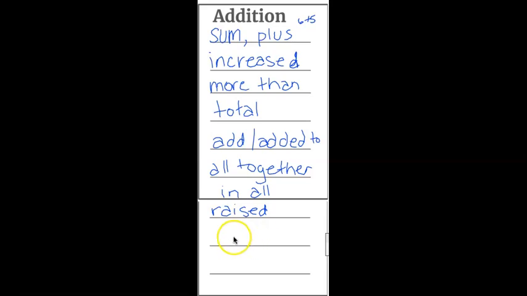Let's see, what else is there? Increased, more than, I think I got most of them. If you come up with any more, please let me know, but you have a little more space to write some down. Your next clue letter is the letter E.